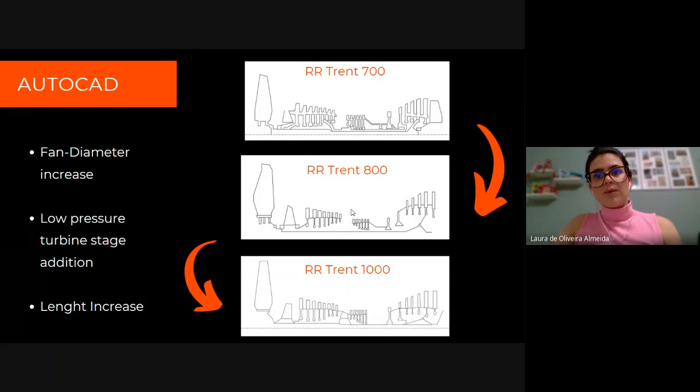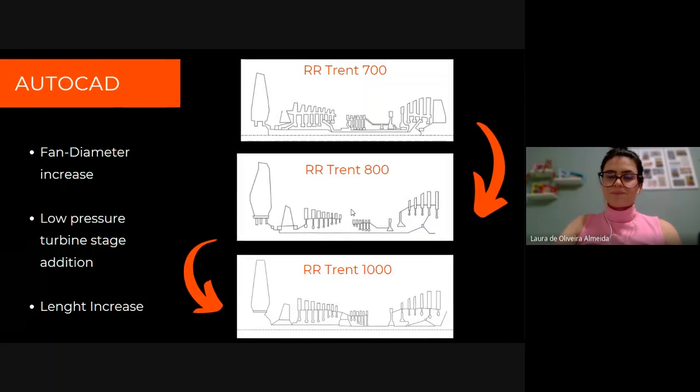It is noteworthy that the length of the engines was used as a basic parameter to measure the designs. It is possible to notice the increase in bypass ratio and the addition of the low pressure turbine stage, and consequently the increase in length. But the main advantages of this are efficiency, noise reduction, and gas emissions reduction.